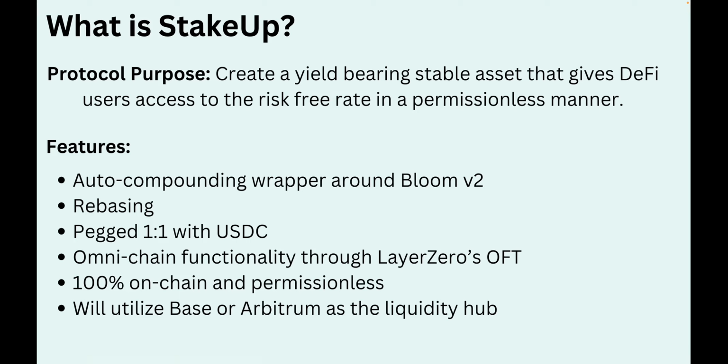StakeUp is a protocol that gives users access to a yield-bearing stable that derives its yield from on-chain tokenized treasuries. The protocol is built on top of Bloom v2 and provides an auto-compounding rebasing stable LST called ST-USDC. This token is pegged one-to-one with USDC and is backed by both idle USDC liquidity and various TBYs.